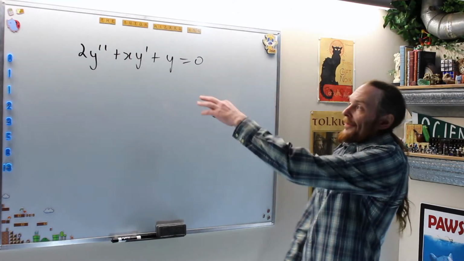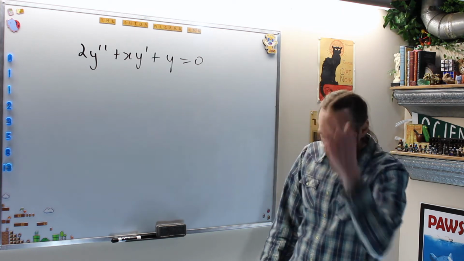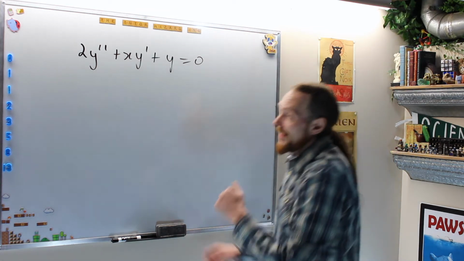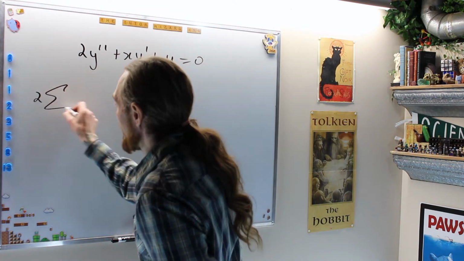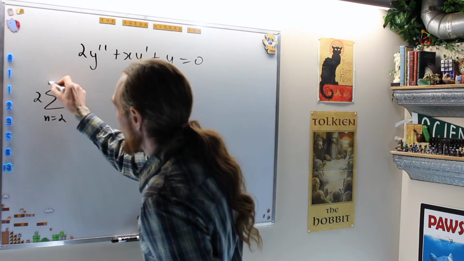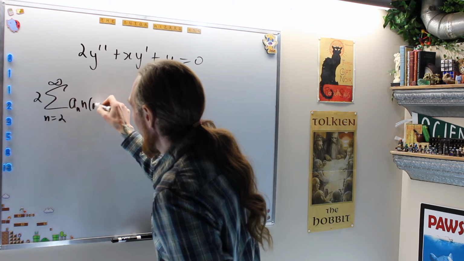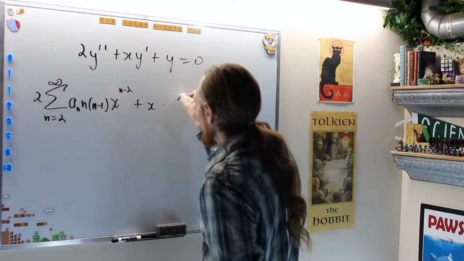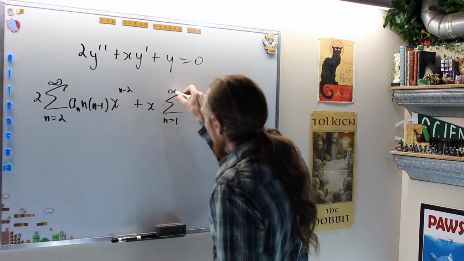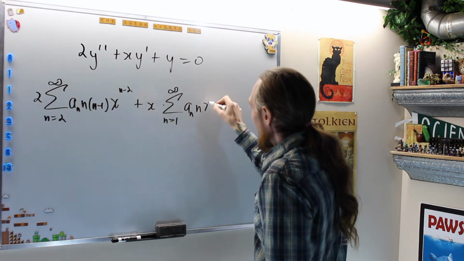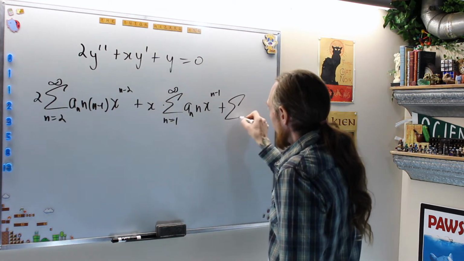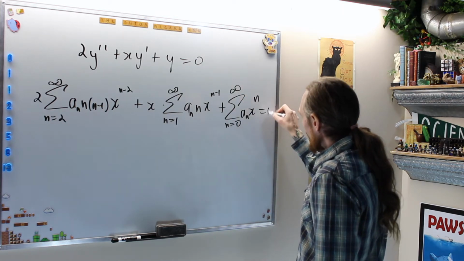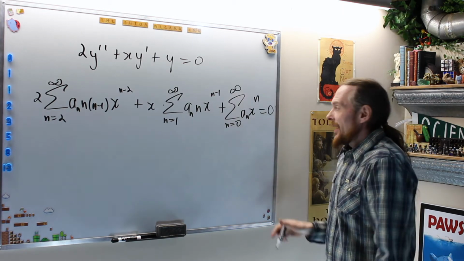So now that I have the original ODE and I have in mind what the power series and its first and second derivatives look like, I put them in there. That says I will have 2 times the sum from n equals 2 to infinity of n(n-1) a_n x^(n-2), plus x times the sum from n equals 1 to infinity of n a_n x^(n-1), plus the sum from n equals 0 to infinity of a_n x^n, equals 0.